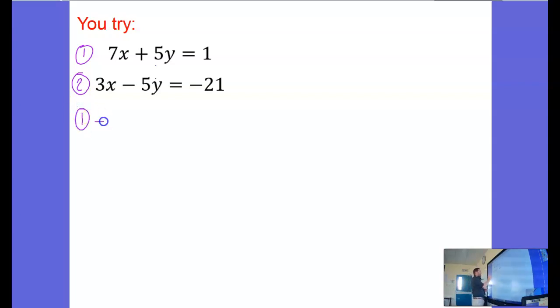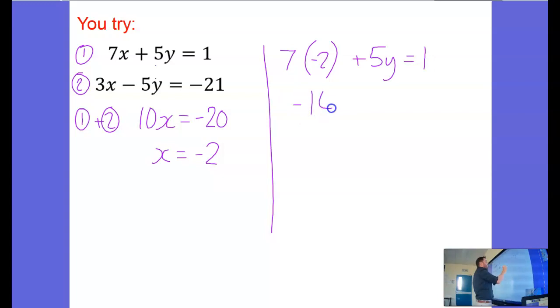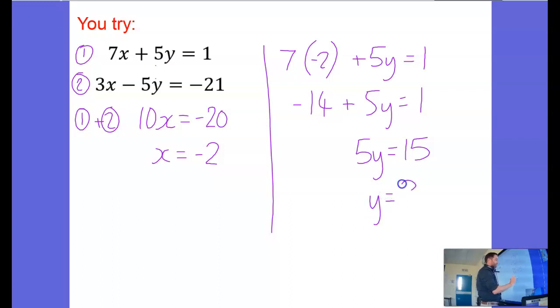And here's the answer. 1 plus 2, we're going to get 10x equals 1. Add minus 21 is minus 20. Divide by 10 and x equals negative 2. Substituting, and we're going to get 7 lots of minus 2 plus 5y equals 1. So minus 14 plus 5y equals 1. Add 14 to both sides, and then divide by 5. And I can confirm that's right.